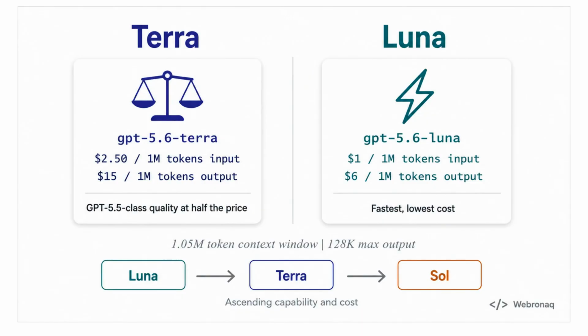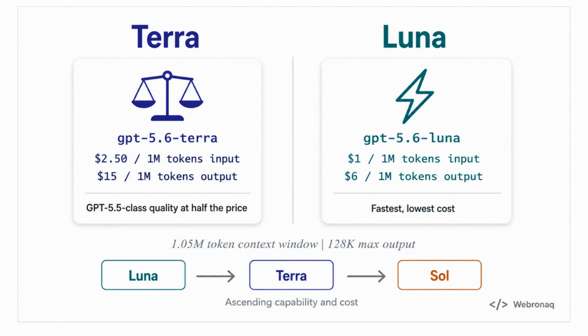Alright, now let's talk about the 2 models most teams will actually live in every day. Terra is OpenAI's balanced tier, positioned to deliver performance competitive with GPT 5.5 at exactly half the price. That means $2.50 per million input tokens and $15 per million output tokens. It is the obvious migration target for any team currently running GPT 5.5 in production. You get comparable quality and cut your token bill in half.